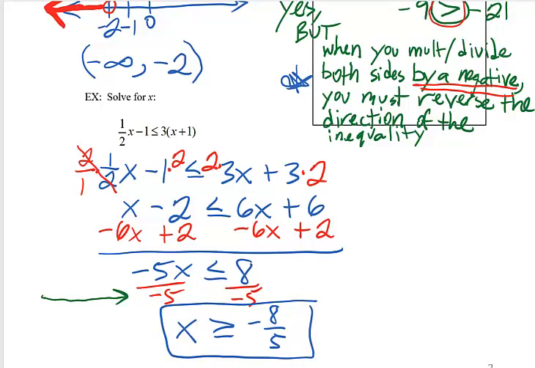What if I want to write this in the other 2 ways? Like what if I want to draw a number line picture of my answer?